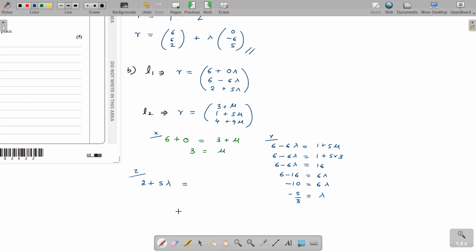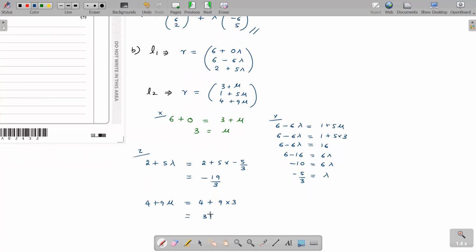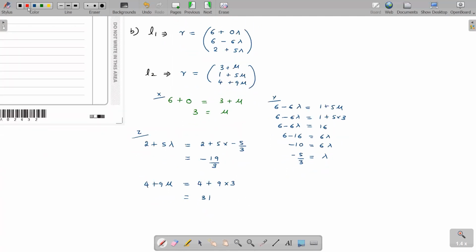So what is 2 plus 5 lambda? 5 lambda is minus 5 over 3. How much is it? Yeah, minus 19 over 3. Then 2 plus 5 lambda must be equal to 4 plus 9 mu. So is it happening? 4 plus 9 mu is this, right? 31. So do you see that these two values do not agree? So that means from the third coordinate, 2 plus 5 lambda is not equal to 4 plus 9 mu.